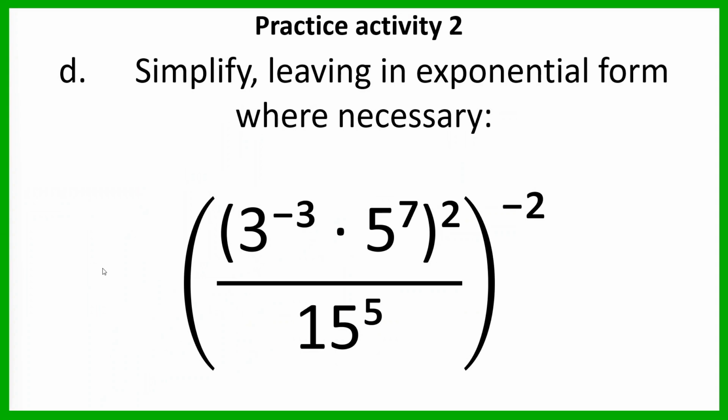We've got a little bit more going on in this one. You've got in brackets in the numerator 3 to the power of negative 3 times 5 to the power of 7, and that's all squared. That's over 15 to the power of 5, and then the whole fraction is in brackets to the power of negative 2.